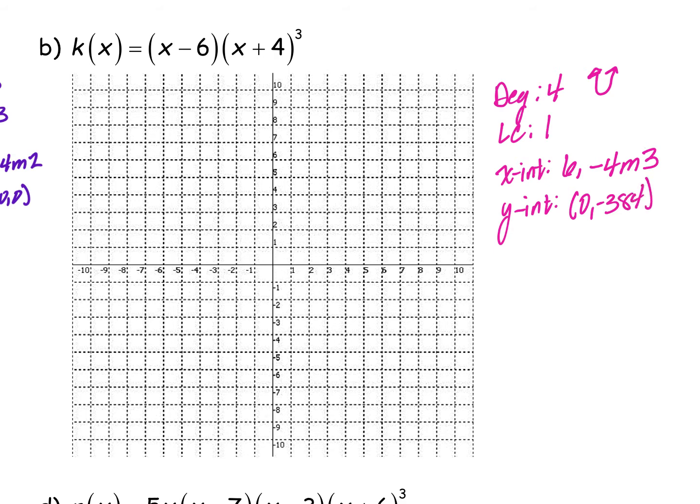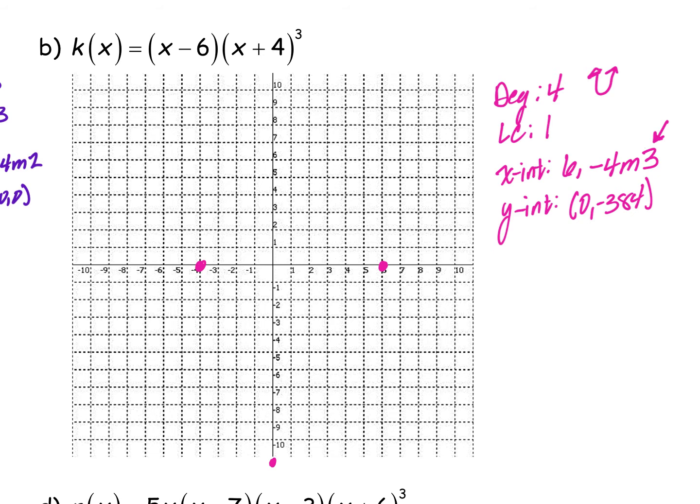Okay, so I have 1 at 6, and then -4, and then way down here. This is how this looks. This is an odd multiplicity, right? We haven't had an odd multiplicity yet. It crosses at -4, but it flattens out before it crosses, right? Remember what it looks like?